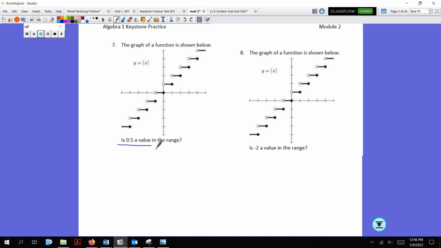All right, it says is 0.5 in the range. Well, if this is 1 and this is 0.5, or negative 0.5, this is positive 0.5, and that's positive 1. No, there's nothing here, so no. 0.5 is not in the range. Is -2 in the range for number 8? Well, -2 is right here. So yes, it is. This is where y equals -2.